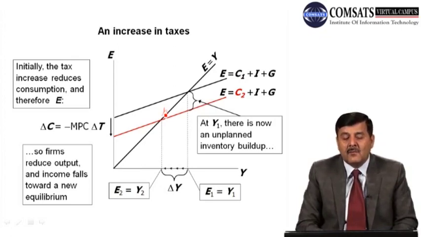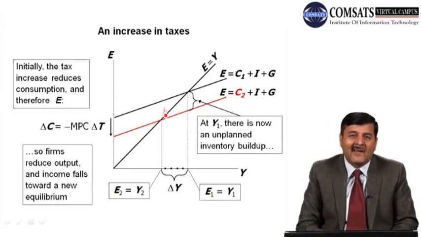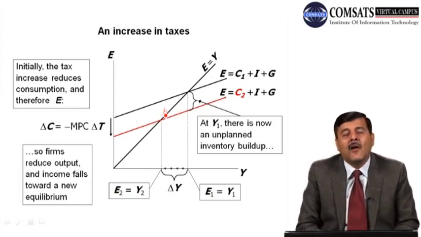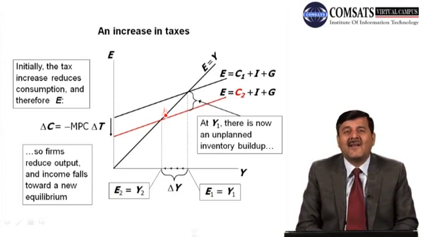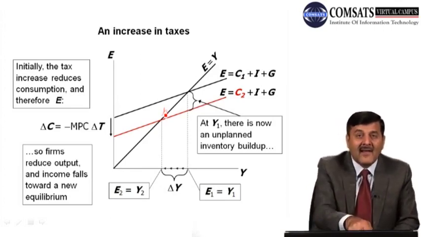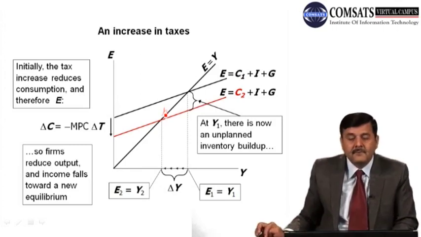Delta C is equal to minus MPC delta T, right? So change in consumption, why do we have a minus sign with MPC? Because with the change in taxes, income में कमी होती है और उससे consumption में कमी होती है. So the change in consumption is affected negatively by the increase in taxes. That's why we have this negative sign. Delta C is equal to minus MPC delta T.